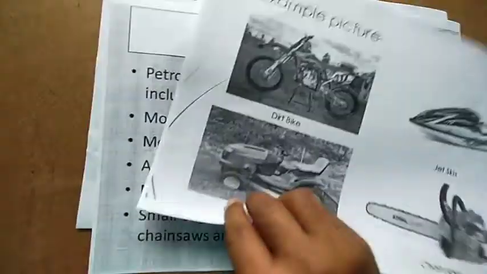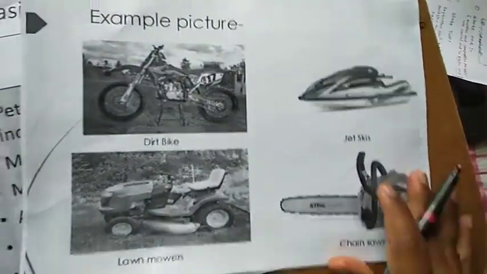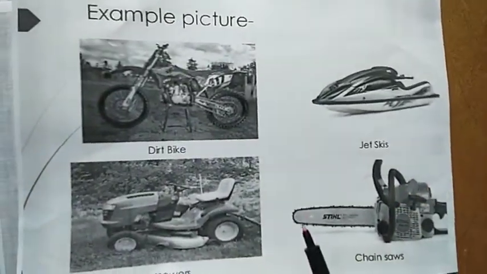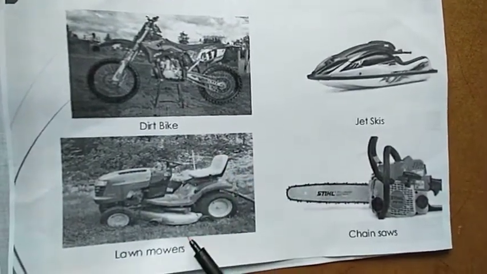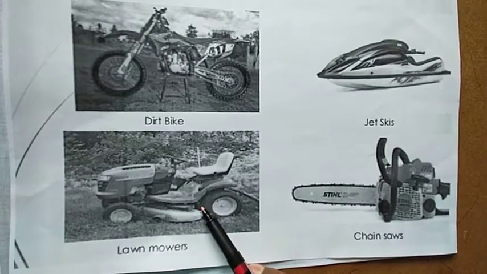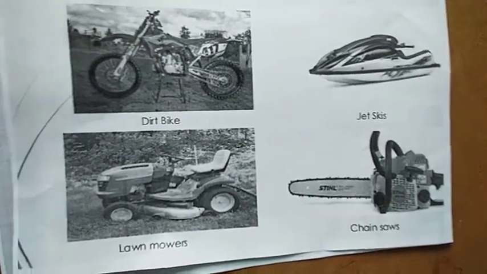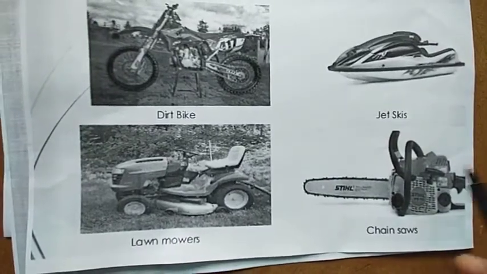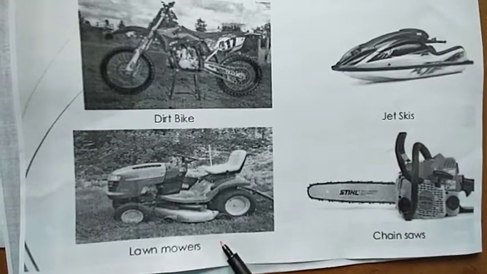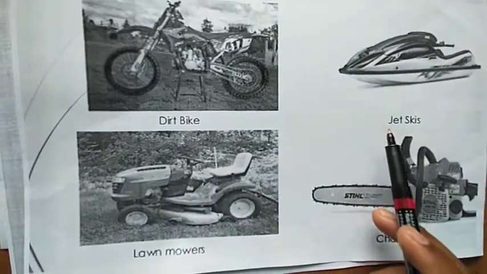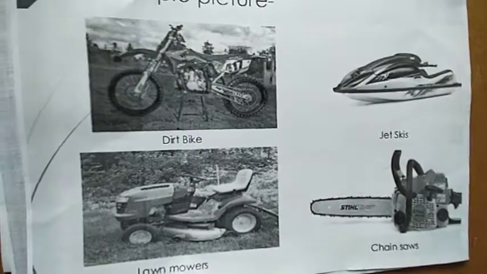Again, in this slide we will see some examples for the two-stroke petrol engine or four-stroke petrol engine. This is a bike and this is a lawn mower. Chainsaws are generally used by carpenters. Chainsaws, lawn mowers, bikes, jet skis: these are some examples of petrol engines.